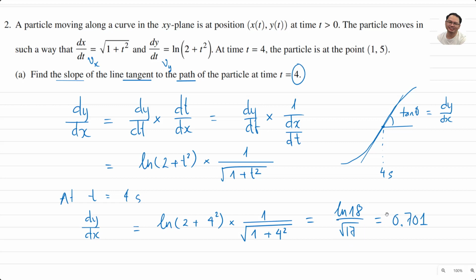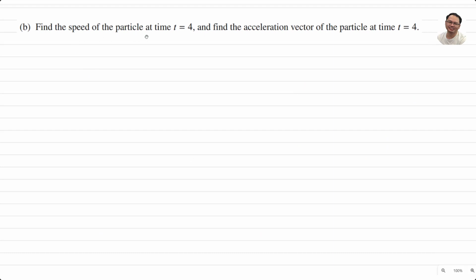Let's move on to question B. Find the speed of the particle at the time 4 seconds and find the acceleration vector of the particle at the time 4 seconds. The speed of the particle at that time, that velocity v, will be equal to the square root of the sum of the squares of the two components, which means vx squared plus vy squared.